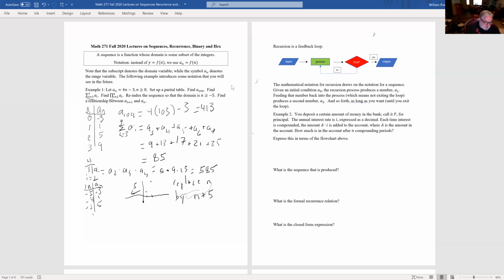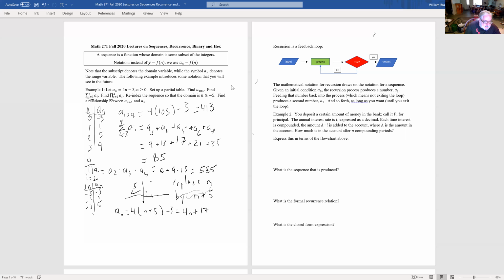So if we take a_n equal to 4 times n plus 5 minus 3, and what's that? It's 4n, and 4 times 5 is 20, minus 3 is plus 17.